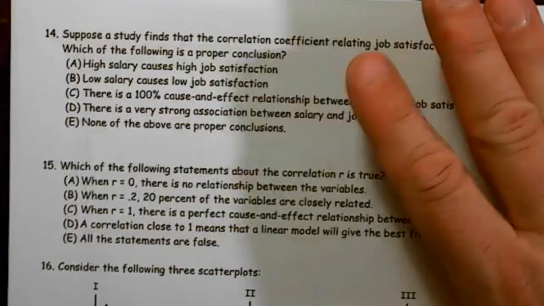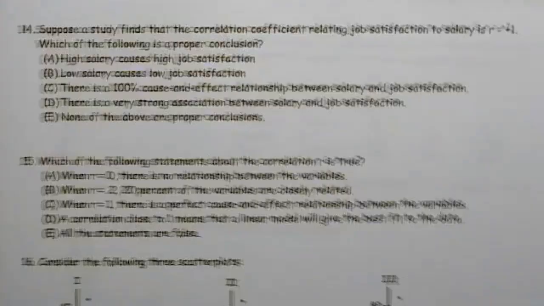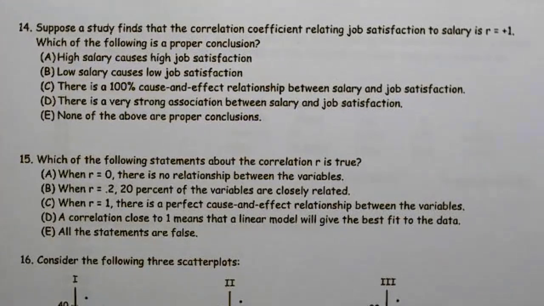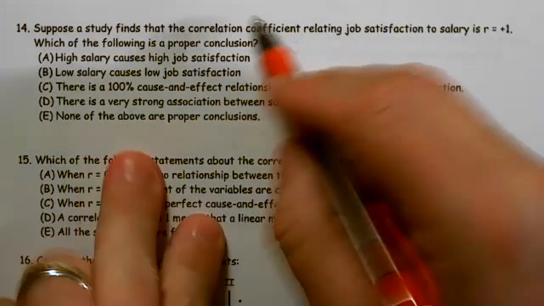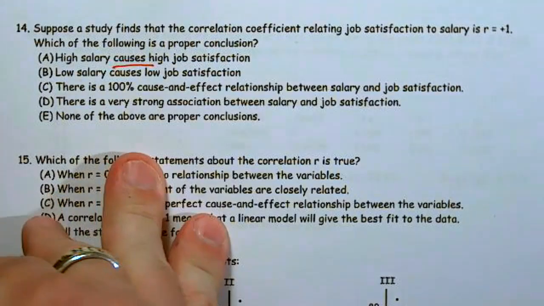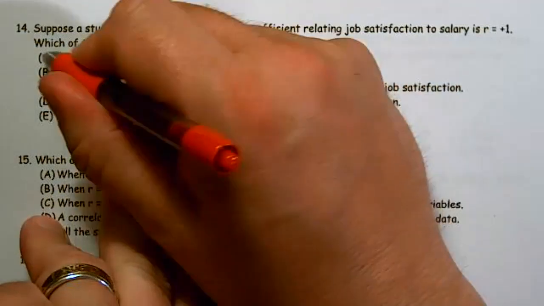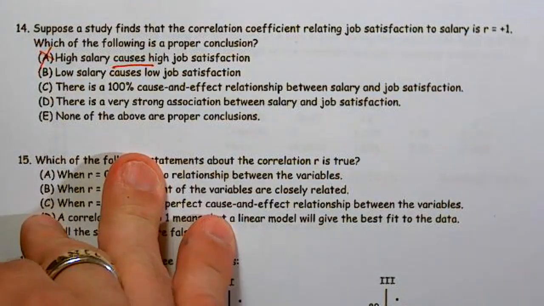Okay, number 14. Suppose a study finds that the correlation coefficient relating job satisfaction to salary is +1. Which of the following is a proper conclusion? High salary causes job satisfaction. Correlation does not prove causation, so we can't say that. High salary might be the result of me being satisfied. It may be the other way around.